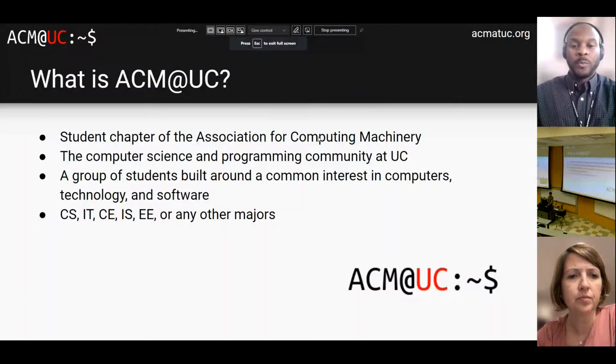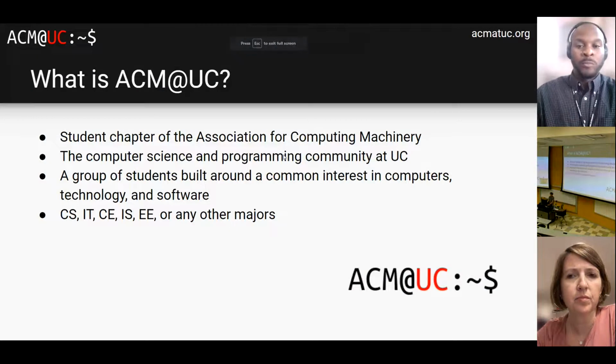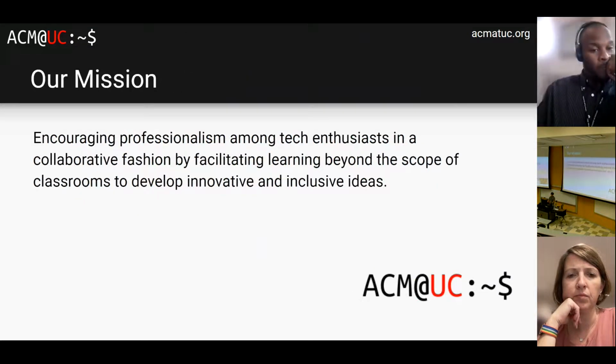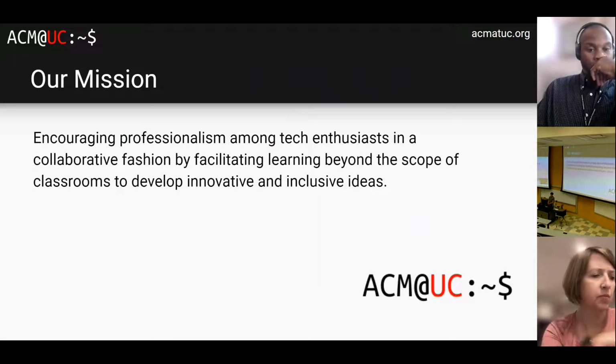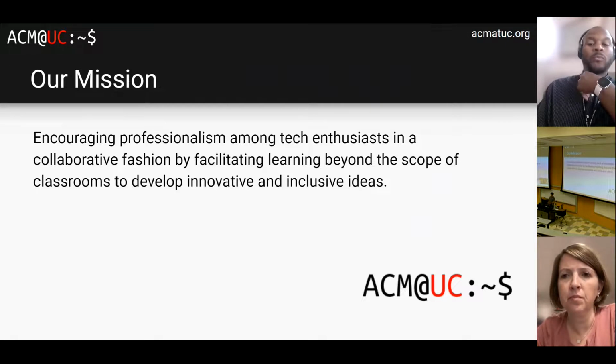A bit of introduction. ACM at UC is the student chapter of the Association of Computing Machinery. We are the computer science and programming community at UC for students with a common interest in computer technology and software, and we welcome any majors. Our mission is to encourage professionalism among tech enthusiasts in a collaborative fashion by facilitating learning beyond the scope of the classroom to develop innovative and inclusive ideas.